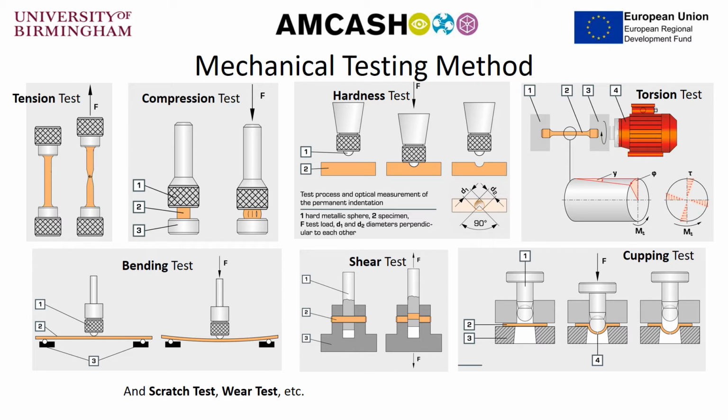Some common mechanical testing methods are shown on screen. A simple compression or a tension test under axial strain conditions allows us to understand yield strength and ultimate tensile strength. A hardness test measures a material's hardness. A torsion test considers stress in non-axial conditions. A bending test determines how a material bends and bows. A shear test and a cupping test look at deformation. A scratch or a wear test determines how a material surface breaks down under a sharp instrument.